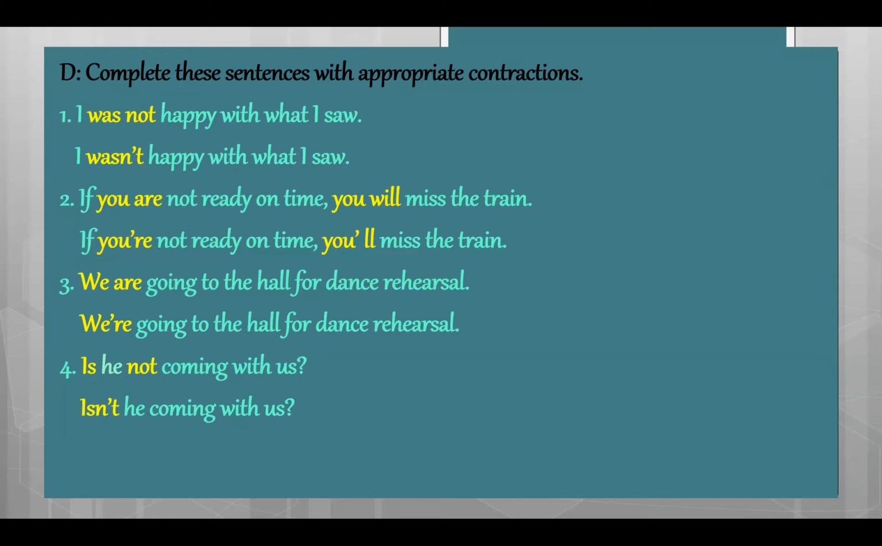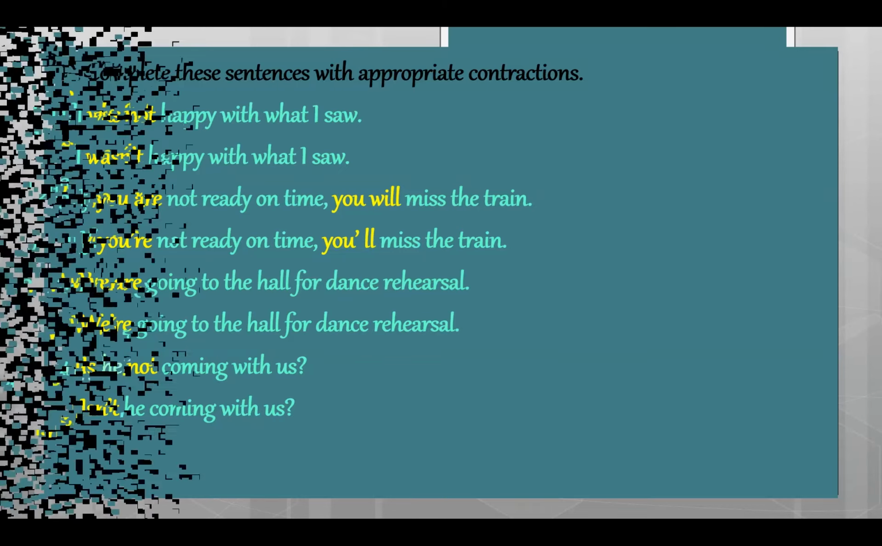Number 4. Is he not coming with us? Question mark. क्या वो हमारे साथ नहीं आ रहा है? Okay, students, in this case, we are going to contract is and not. And we have just read in question number 4, match the columns, that the short form of is not is isn't. Isn't he coming with us? Okay, students, it's all about contractions. Now move on to the next lesson, lesson number 11, prepositions.